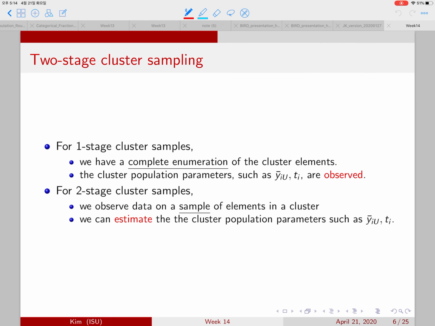Here is a summary of the features of the two different sampling designs. For single-stage cluster sampling, we have a complete enumeration of the cluster elements, and the cluster population parameters are observed, because we observe every element. With two-stage sampling, we don't observe all these population parameters, but we can estimate them from the sample.